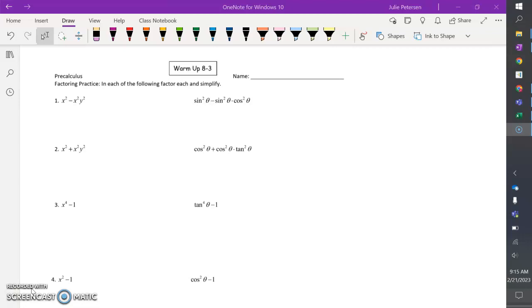So on the first problem, what you should notice is that both of these terms, these are two terms, have something in common. They both have x squared in common. So we're going to factor that out, or divide it out of each term. So I'm going to be left with 1 for my first term, because if I divide x squared by x squared, I get 1. And then if I divide that second term by x squared, I get y squared.